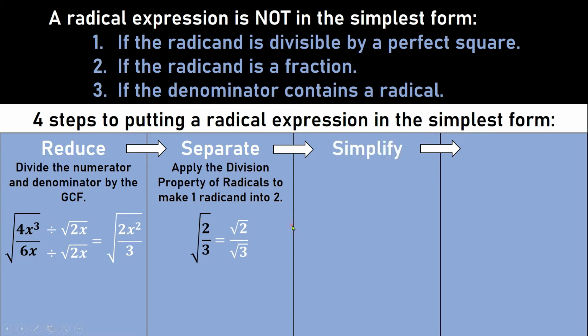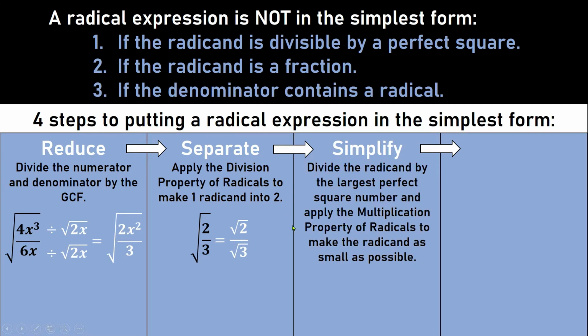The third step is to simplify. Simplifying is what we've been working on in class already. It's when you divide the radicand by the largest perfect square number that you can find. Once you do that, you apply the multiplication property of radicals to make the radicand as small as possible. So in this example, we start out with the square root of 12. So I think of all the perfect square numbers and I try to find the biggest perfect square number that will go into 12 evenly. And so that is 4.